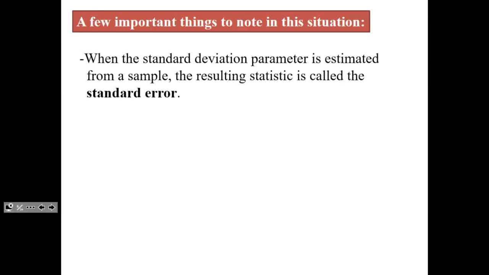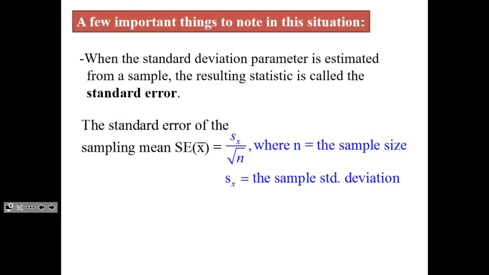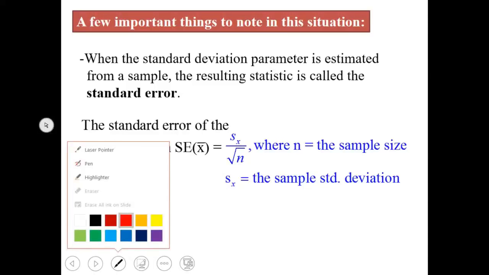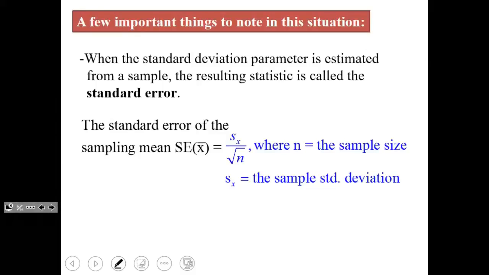First, when the standard deviation parameter is estimated from a sample, we call that statistic the standard error. We're not going to call it the standard deviation. We're using a sample to get it. It's the standard error, just like our samples have errors. Second, the standard error of the sampling mean is given by the function standard error of the mean, and it's equal to the sample's standard deviation. And since I keep saying all these symbols, let's mark some of them as we go. So the standard error of the mean is equal to the sample's standard deviation divided by the square root of the sample size.